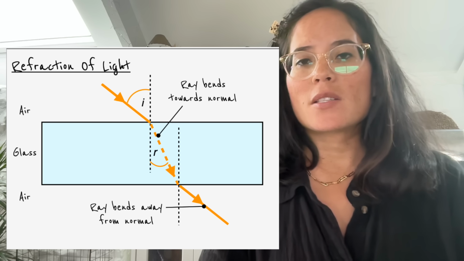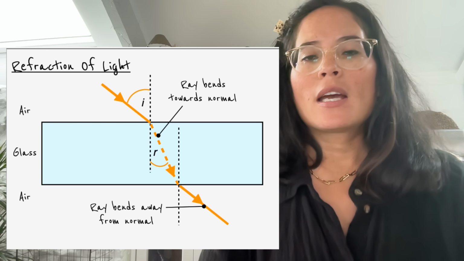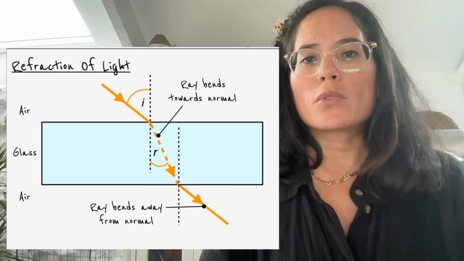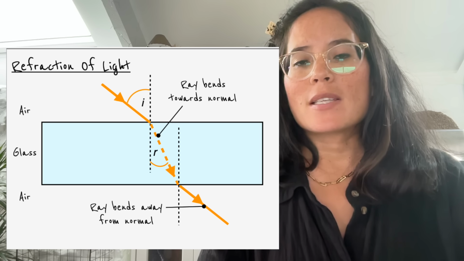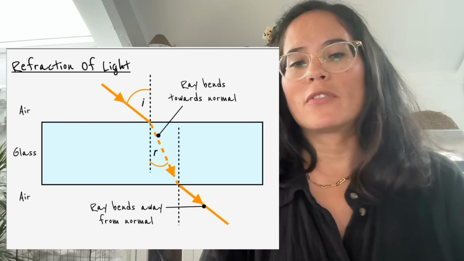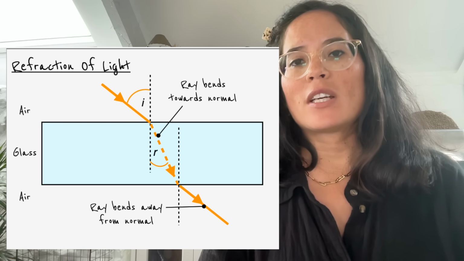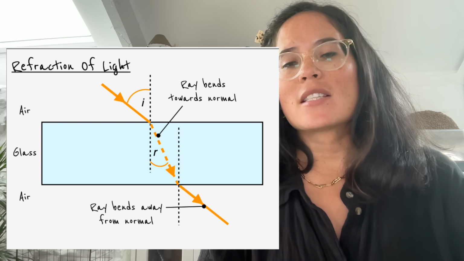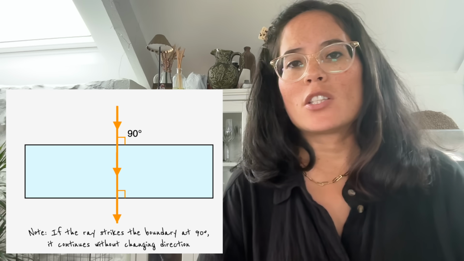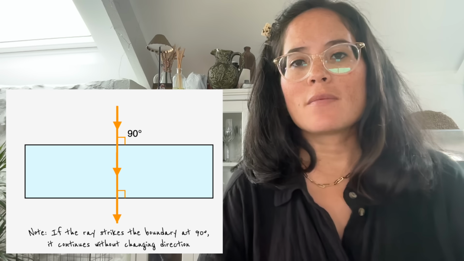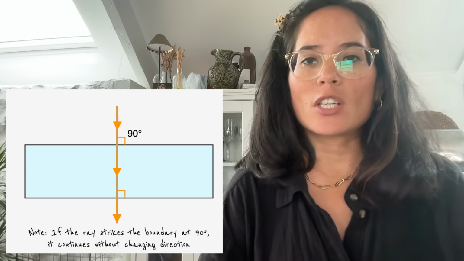As it enters the glass block, the ray slows down and it changes direction towards the normal. Then as the ray leaves the glass block, the ray speeds up because it enters air, so it can travel faster in air. You will find that that ray changes direction again, and this time it bends away from the normal. Now, if the ray strikes the boundary at 90 degrees, you find that no refraction occurs and the ray continues through the block without changing direction.